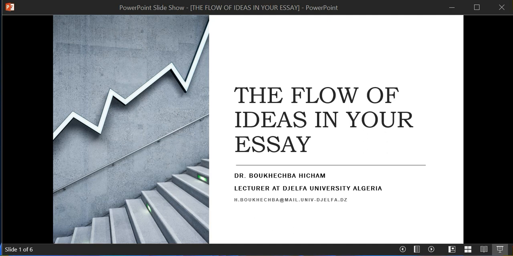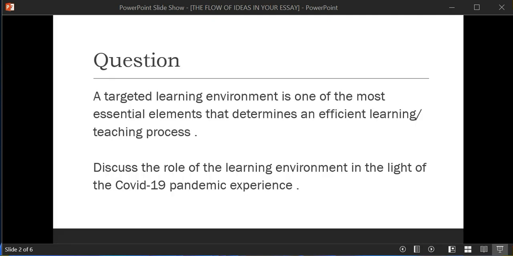Now, last time we talked about this particular question. We said that the question was: a targeted learning environment is one of the most essential elements that determines an efficient learning teaching process. Discuss the role of the learning environment in the light of the COVID-19 pandemic experience. As you can see, this question is indeed about a learning environment, yet it still emphasizes the importance of talking about the COVID-19 pandemic experience.